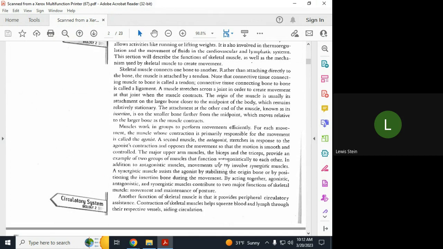Agonist and antagonist. The muscle whose contraction is primarily responsible for the movement is called the agonist. The second muscle, because they're almost all in pairs, stretches in response and opposes the movement, so it's smooth and controlled. And that's the distinction between flexors and extensors, abductors and adductors, internal and external rotators. All of those are effectively agonist. And what defines the agonist?